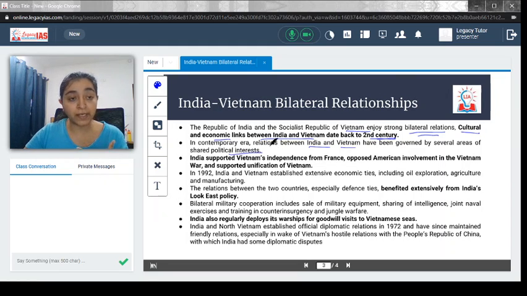From the regional perspective, Vietnam looks towards India to counter the influence of China, which is growing at an alarming rate. That is also one of the things in which India and Vietnam share a common interest. India supported Vietnam's independence from France, opposed American involvement in the Vietnam War, and supported the unification of Vietnam. So this is the historical involvement of India in the construction of Vietnam as a country.